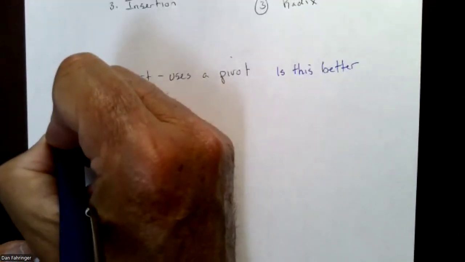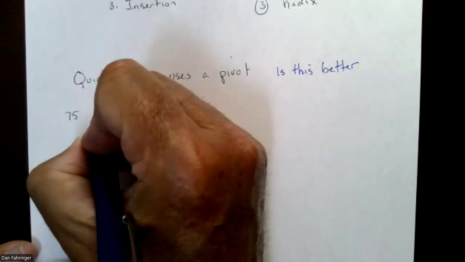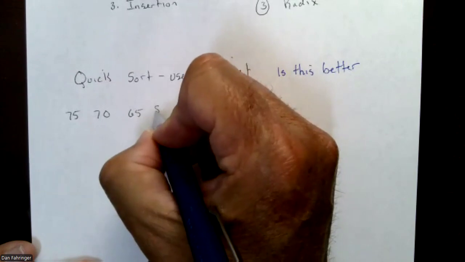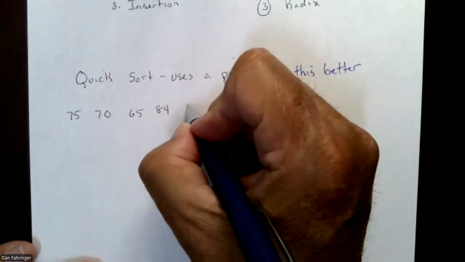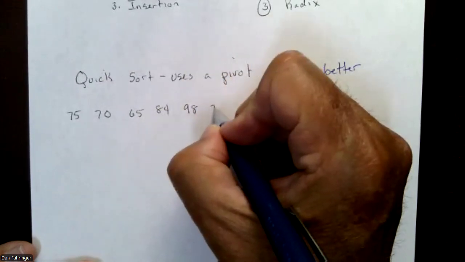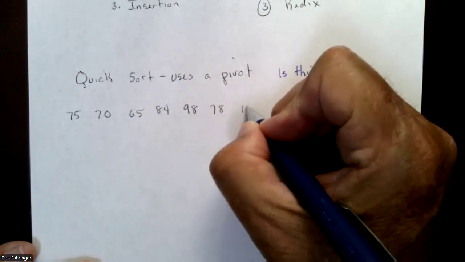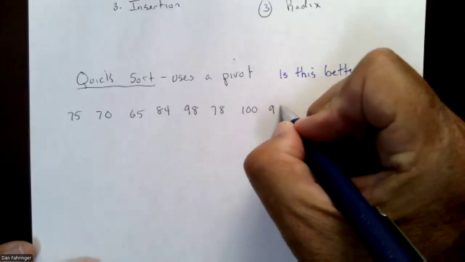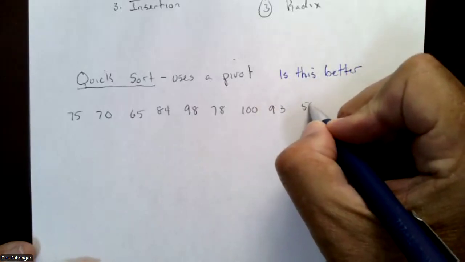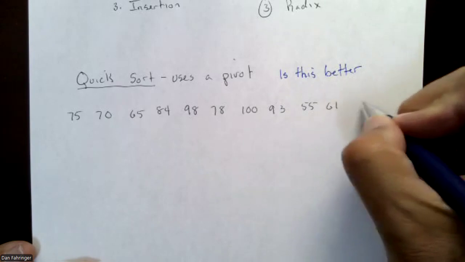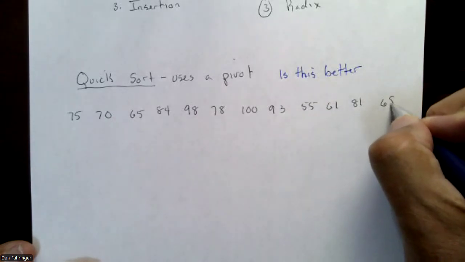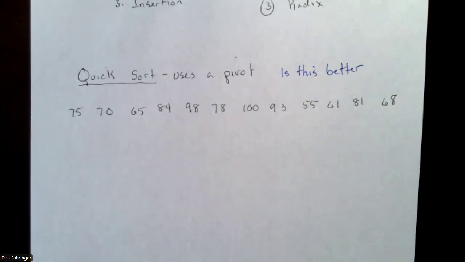I'm going to get a list of numbers. Here we go: 75, 70, 65, 84, 98, 78, 100, 93, 55, 61, 81, and 68.